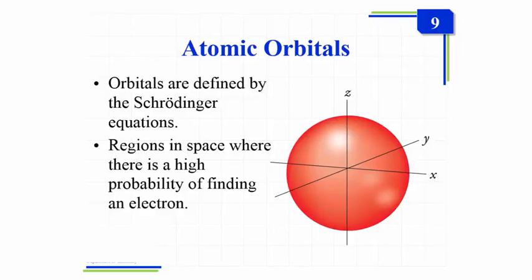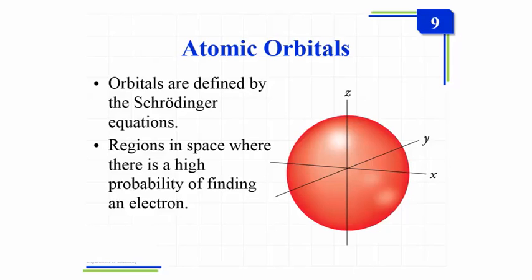In our learning objective number 9, we're going to start looking at the shapes of these orbitals. I want you to know the shapes of the s, the p, the d orbital, the f orbital, and we are going to be looking at the energies of these orbitals for a multi-electron system.